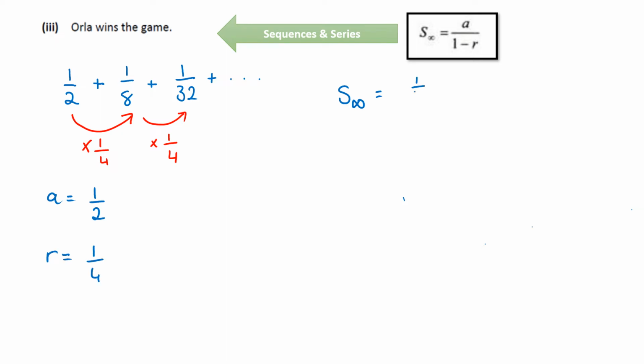So we have a half all over 1 minus a quarter. And when we work this out, we get a 2 in 3 chance, which is equal to the probability that Orla wins. She has a 2 in 3 chance of winning because she gets to go first. So that means Liam has a 1 in 3 chance of winning.